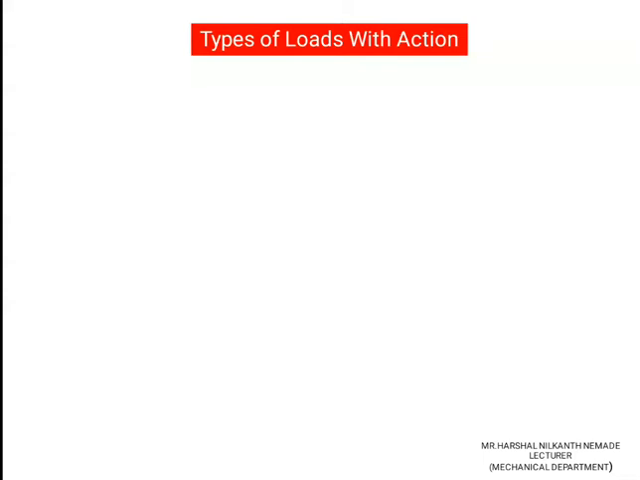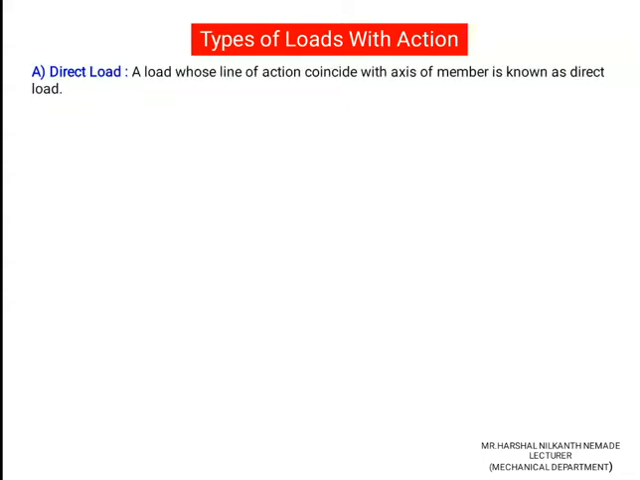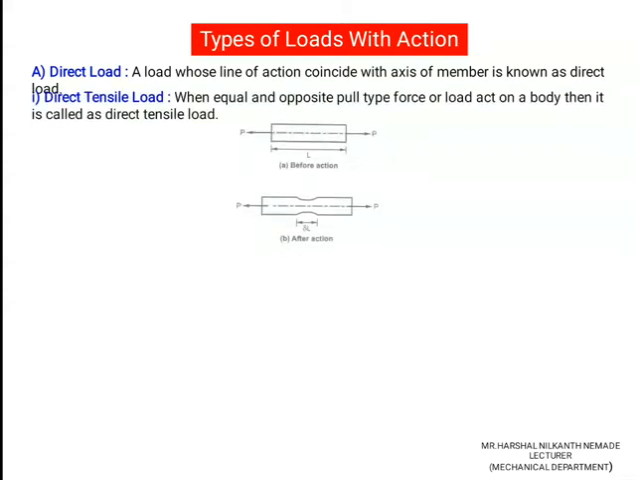Type of load with action. Direct load. A load whose line of action coincides with the axis of member is known as direct load. Direct tensile load, first one. When equal and opposite pull type of load is acting on a body, then it is called as direct tensile load. See the figure. Before action and after action.